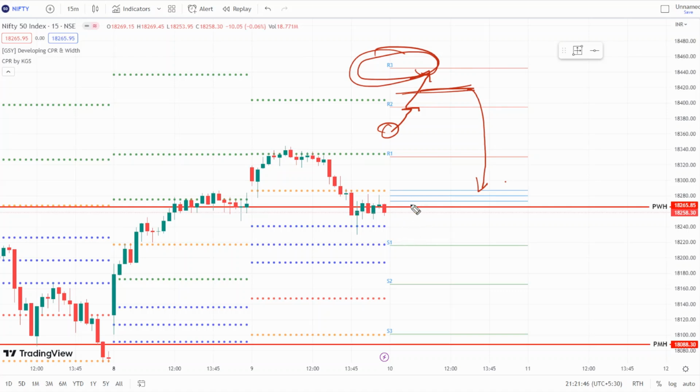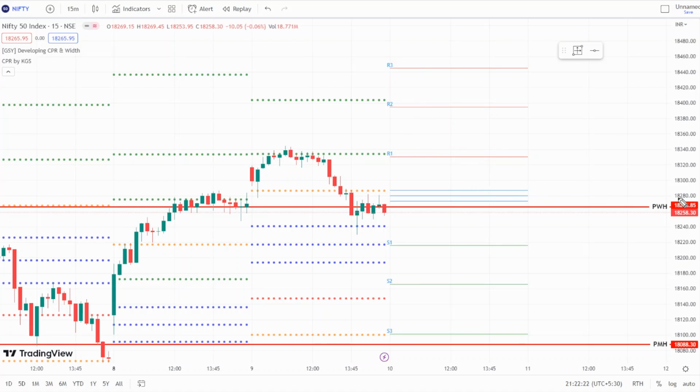Same thing at the bottom, if the candles open somewhere between S1 and S2 and keep on going down, the previous month high, that's 18,180, can act as a very good support, and if the candles don't sustain below that, it can come back to the CPR. S2 and S3 50% can also act as a very good support. S1, S2 50% can also act as a very good support. CPR and S1's 50% mark can also act as a very good support or a resistance for Nifty in tomorrow's trading session.